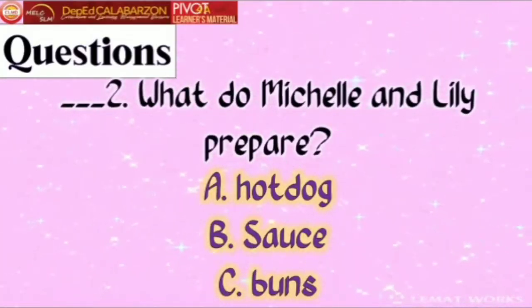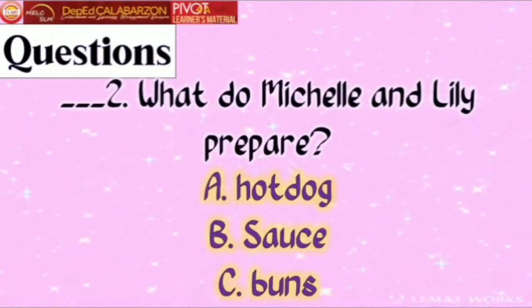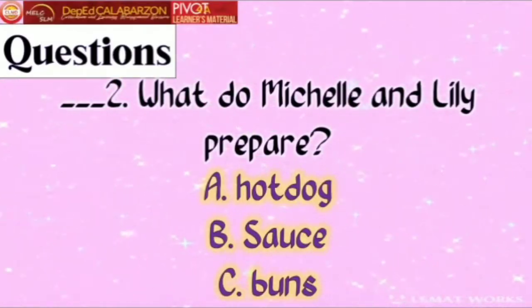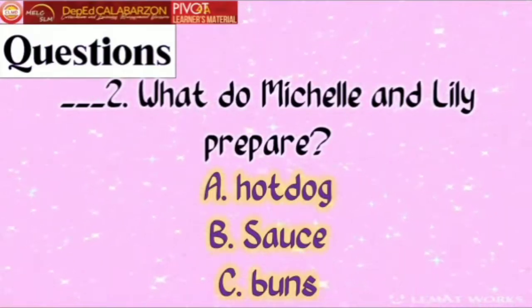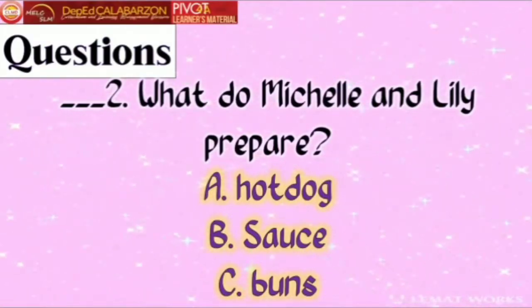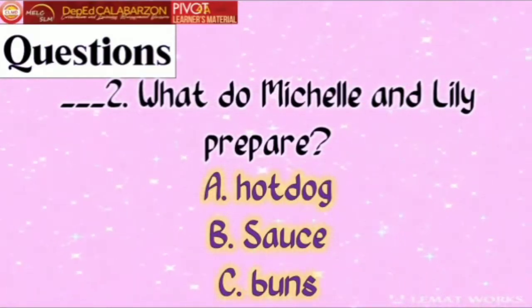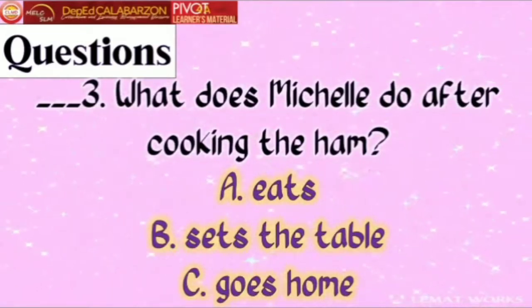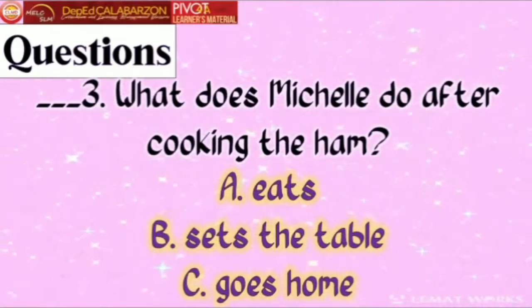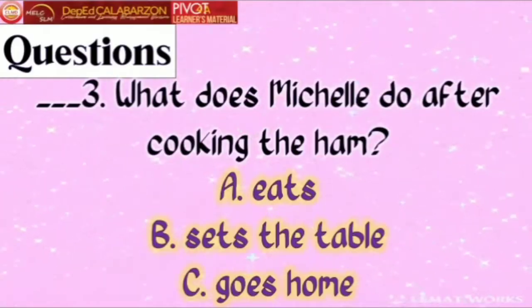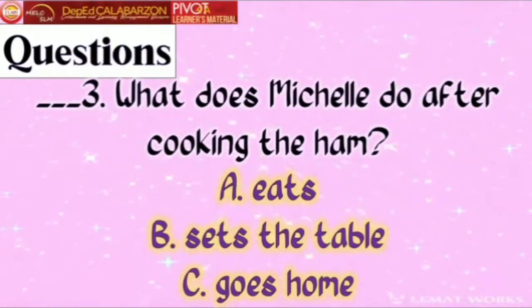Number 2 question. What do Michelle and Lily prepare? A. Hot dog, B. Sauce, C. Buns. Number 3. What does Michelle do after cooking the ham? A. Eats, B. Sets the table, C. Goes home.